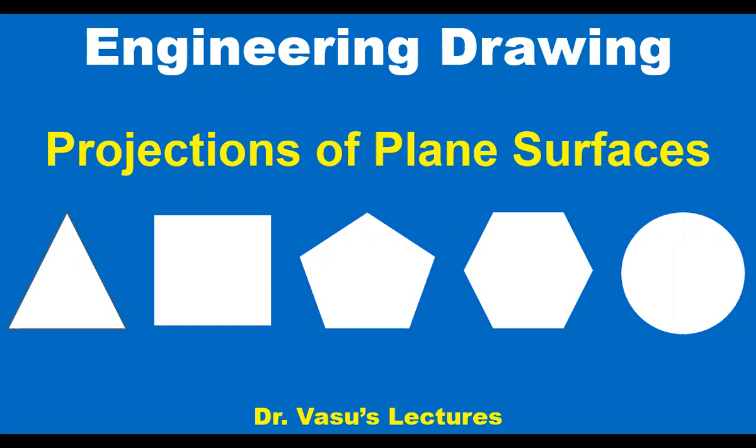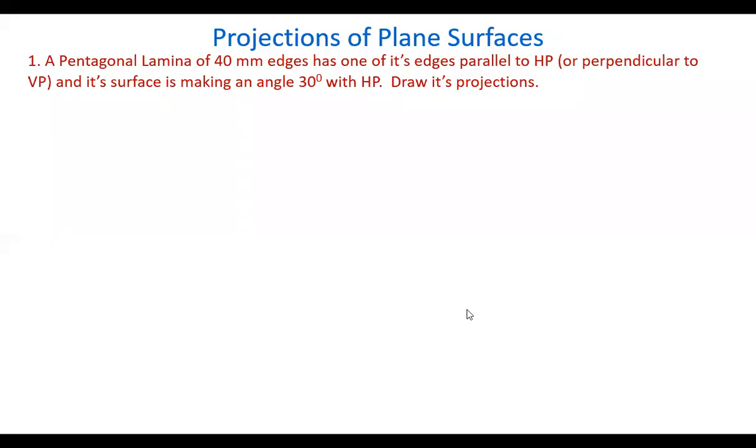Now let's proceed with the projections of plane surfaces when they are making an angle with one plane. Let's take a pentagonal lamina of 40 mm edges, which has one of its edges parallel to HP, or it can even be given as perpendicular to VP. Let's see how it is. It's a surface making some angle with the HP. This is the problem. Because its surface is making some angle with the HP, we take the plane first parallel to HP. Because it has one edge parallel, then parallel is enough.